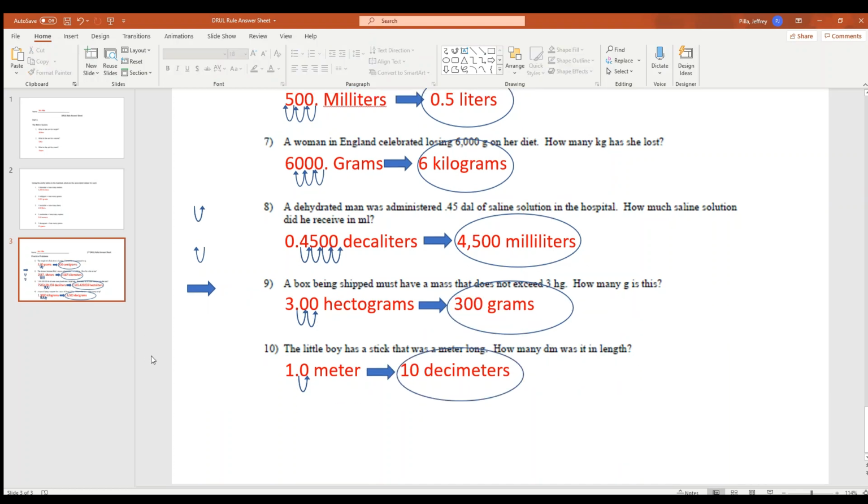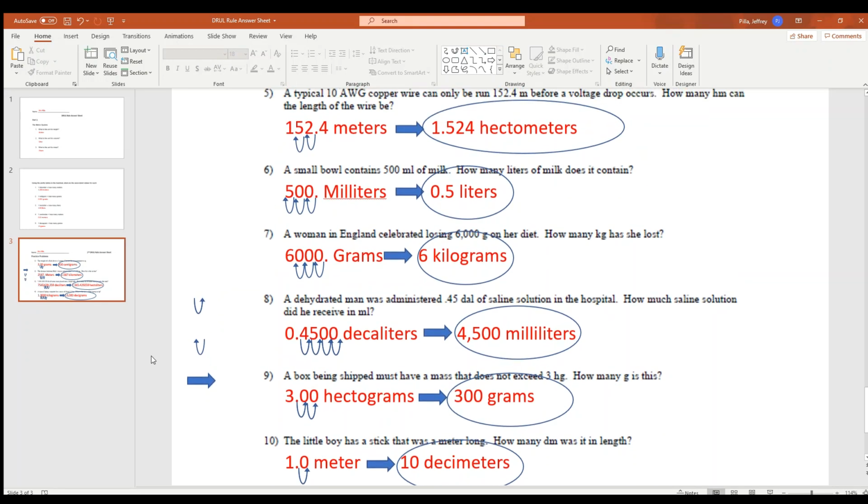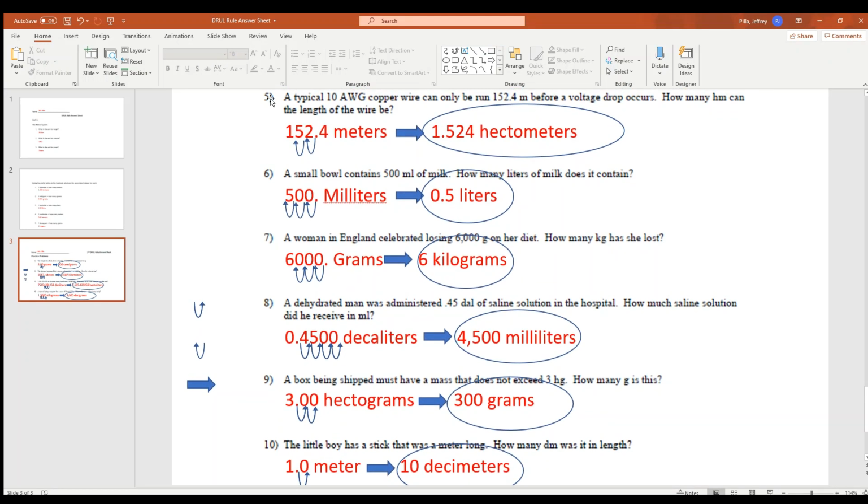All right. So here's what we got for questions 5 through 10. Remember, it's the circled responses that are the answers to the questions. So look at these answers, compare them to what you got, see if you got them right, and if you didn't get it right, look and see what I did in order to get the right answer.